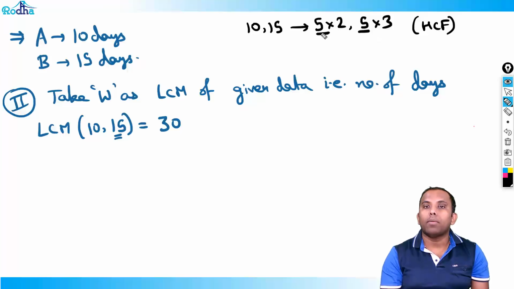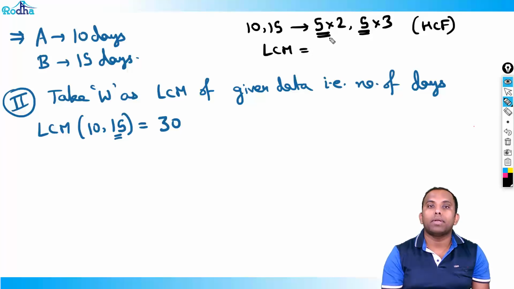How to get it? 5 into 2 and 5 into 3. What is the LCM now? LCM is the lowest common multiple. Since both the numbers are multiples of 5, the LCM also is a multiple of 5. Now 2 and 3 are left. What is the LCM of 2 and 3? I want a multiple of 2 and 3, so the LCM of 2 and 3 is 6. So 5 into 6, that is 30. Another way to do it.